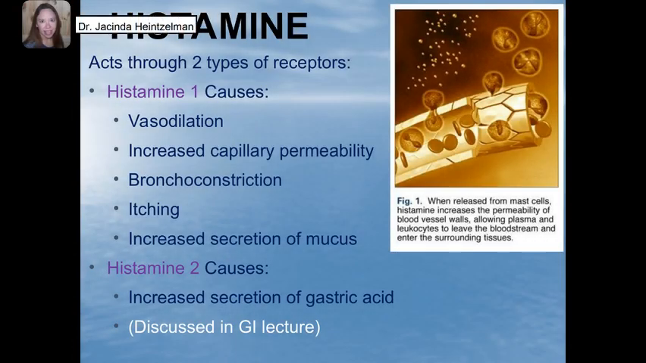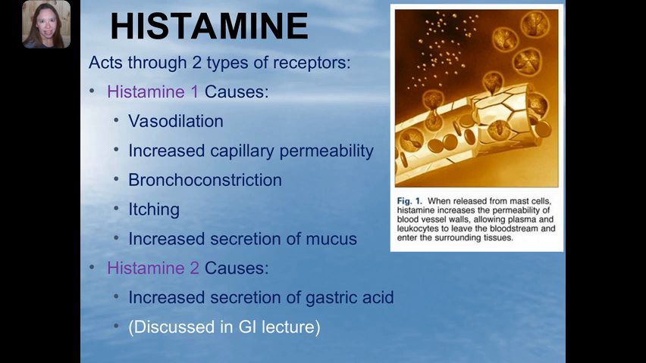Histamine does have two receptor sites. We have histamine 1 and histamine 2. Histamine 2, we discussed during our GI lecture. Once we have opening and triggering of those histamine 2 receptor sites, we will see increased secretion of gastric acid.